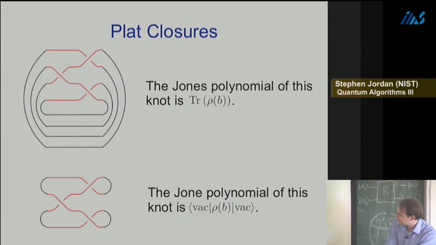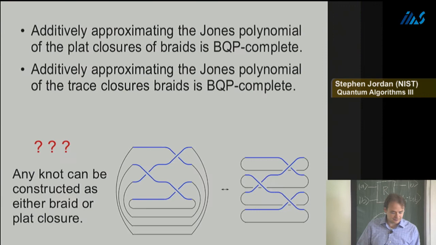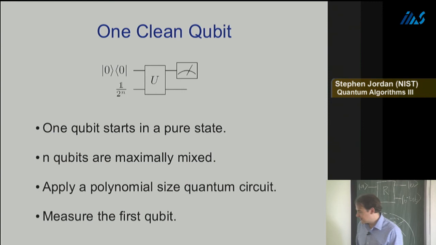So far, everything I've said has been in terms of the trace closure. Let me stick with the trace closure. I'll go back. I've used this term DQC1, and now I'll finally get around to defining it. So this is the DQC1 model. We have one qubit in a pure state, and then we have n qubits in the maximally mixed state. Then we're allowed to apply any polynomial size quantum circuit we want to that, and then we can do a measurement at the end on the first qubit. So that's the complete definition of the model.